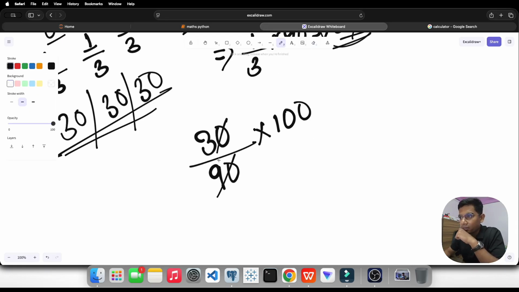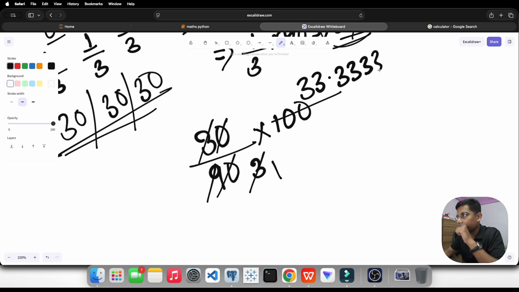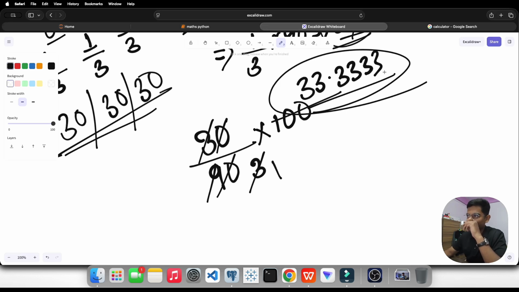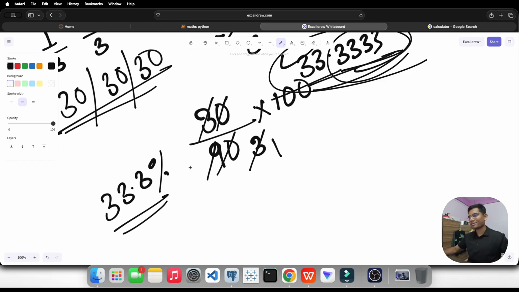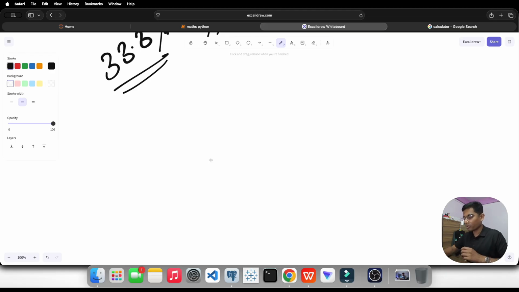Right now let's do the maths. 3 into 3 is 9, 3 into 3 is 9, 0.333, and 3, it goes like this. So 33 point, this will not end, there is no ending for this, right? So this is what percentage means. You can say 33.3 percentage, that's it.